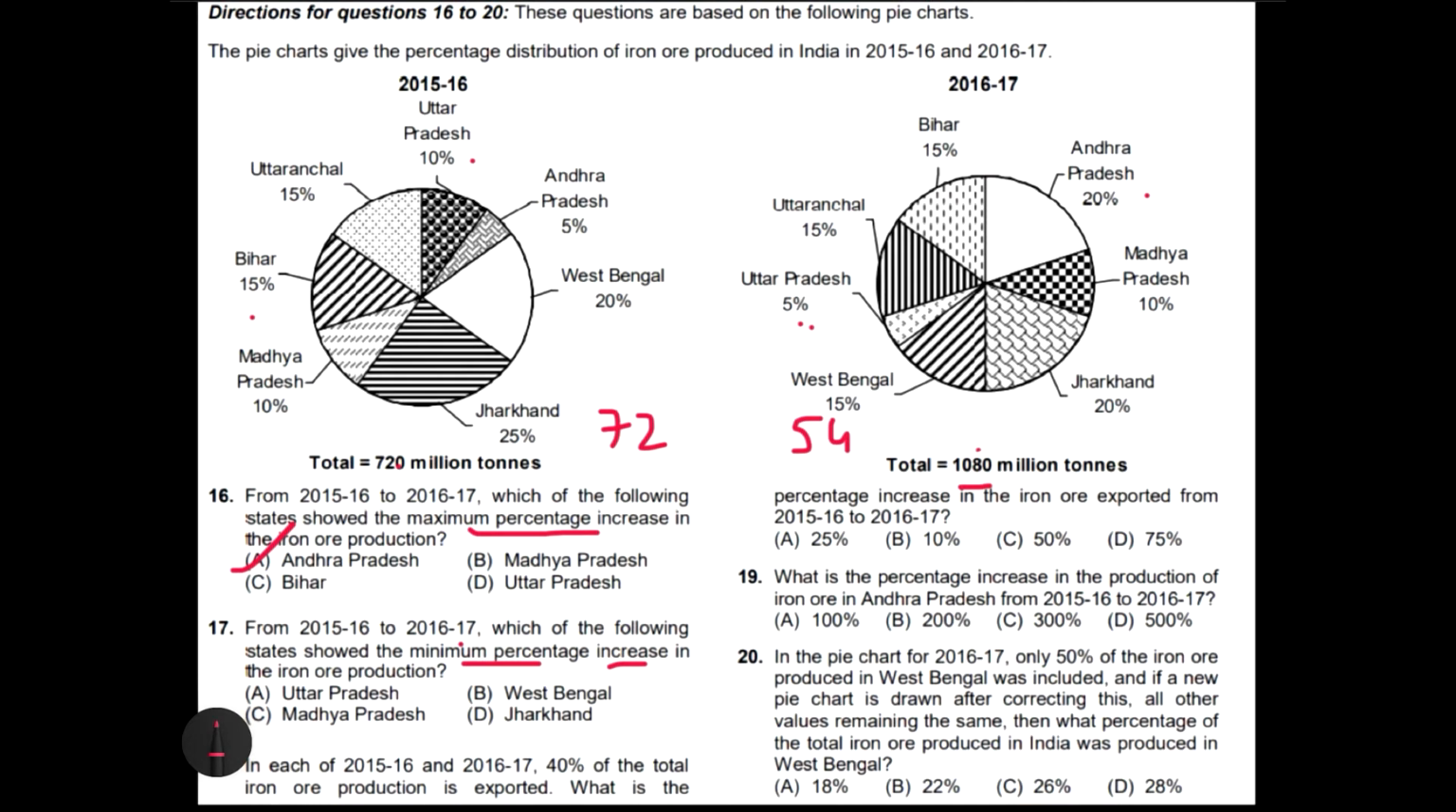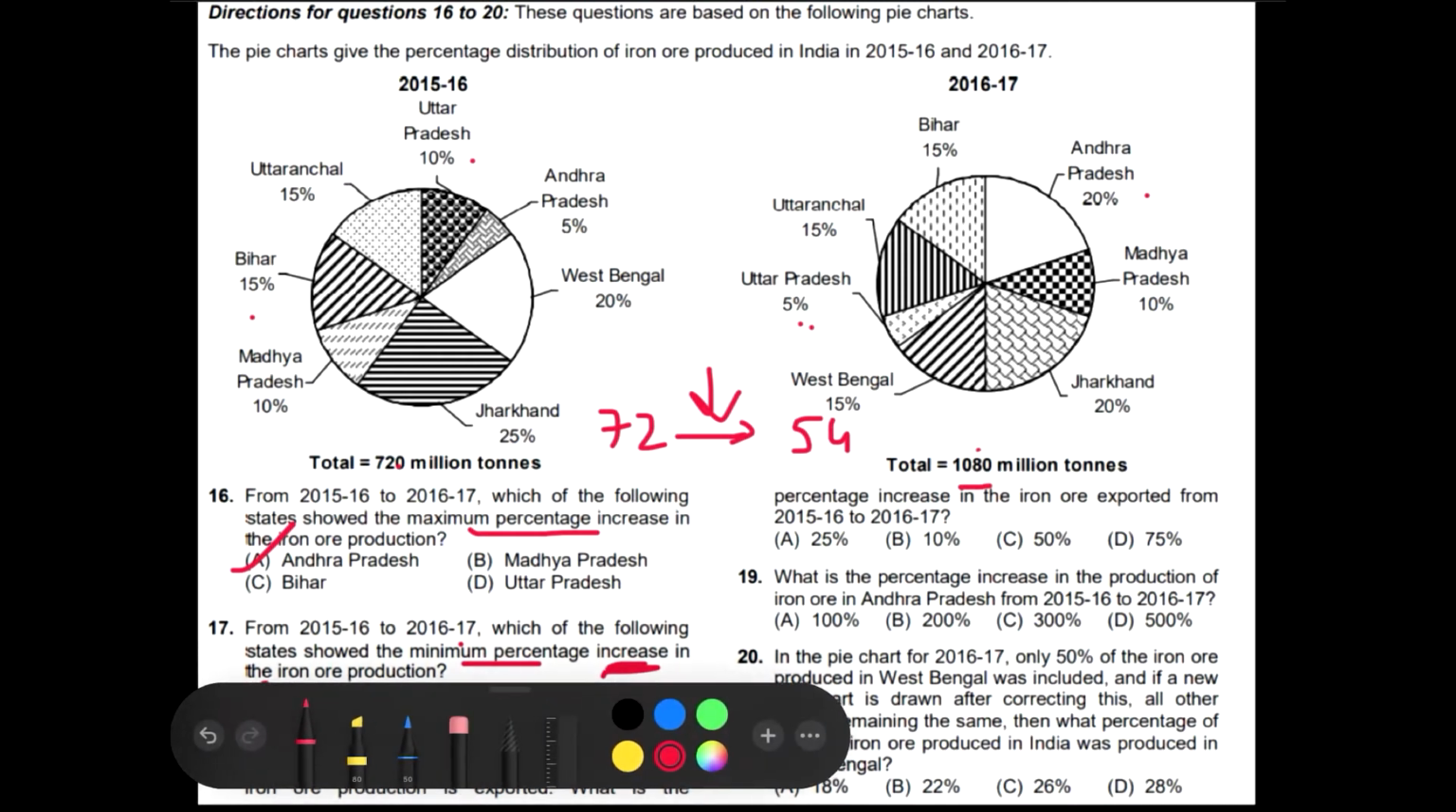Now, before calculating the percentage of increase or decrease, we'll stop at this moment and realize that the value is decreasing. So how can this be the answer when they are asking us the minimum percentage increase? So this straight away eliminates option A from the game. We know that Uttar Pradesh cannot be the answer because the value is decreasing.